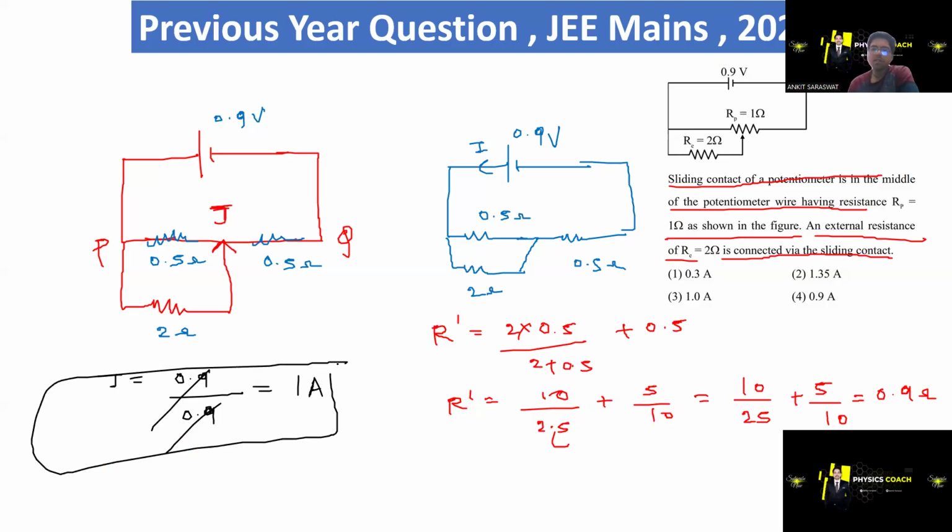So this question is easy, okay. You should know the concept that they have already mentioned, that by the sliding contact of a potentiometer in the middle of the potentiometer wire, with the help of the jockey we found the balance. This concept we should know. Then it's an easy question, okay. Those who know the concept of potentiometer can solve this question.